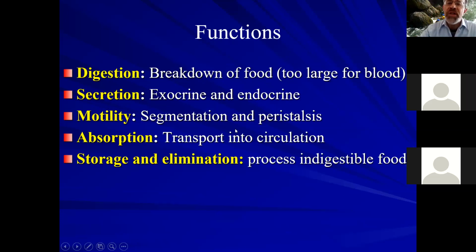There's two types of motility we'll talk about in a little bit. One is called segmentation. This is the mixing of food that occurs primarily in the stomach and the small intestine, but it can occur other places as well. That's the mixing. And peristalsis has to do with the pushing of food into the next compartment. So we have two types of motility that are dependent on muscle.